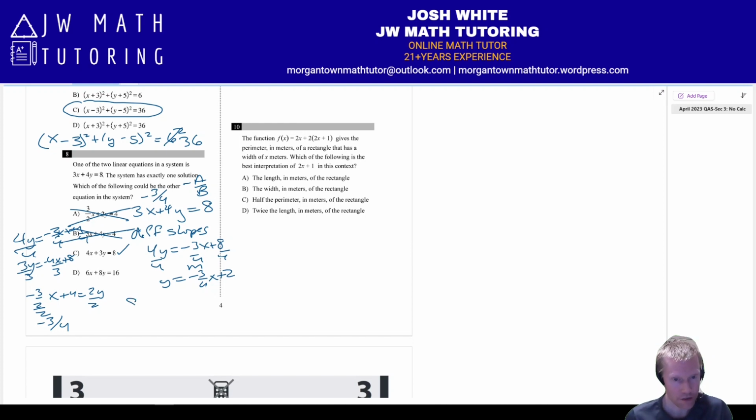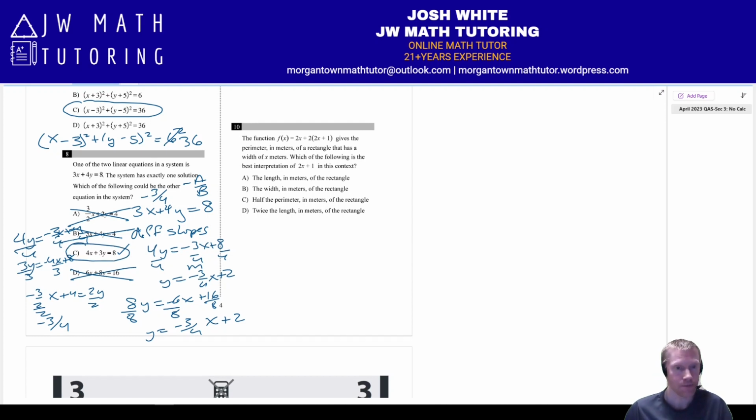And then for D, it's going to be 8y equals negative 6x plus 16. So we get y equals negative 3/4 x plus 2. Notice in D, it's actually the exact same equation when we put it in slope-intercept form, so that would be infinite solutions if it was D. But since the slope is the same, they will not intersect one time. There will not be one solution. Cross it out. So C is the correct answer.